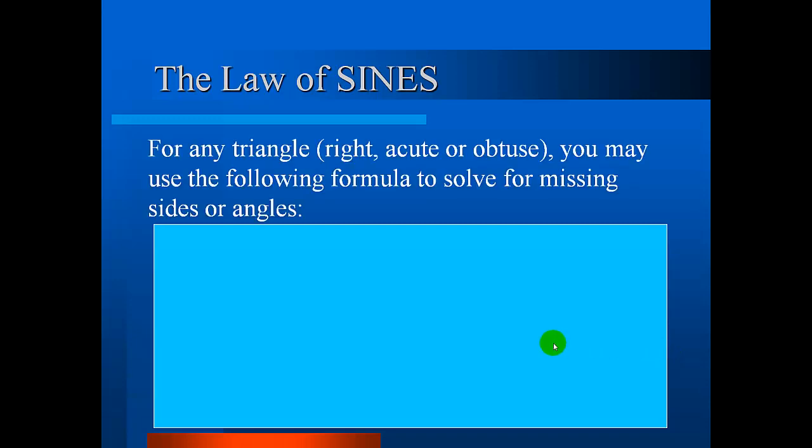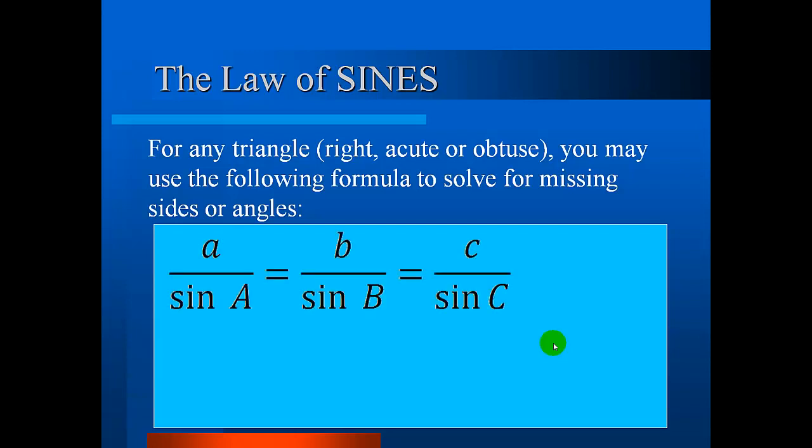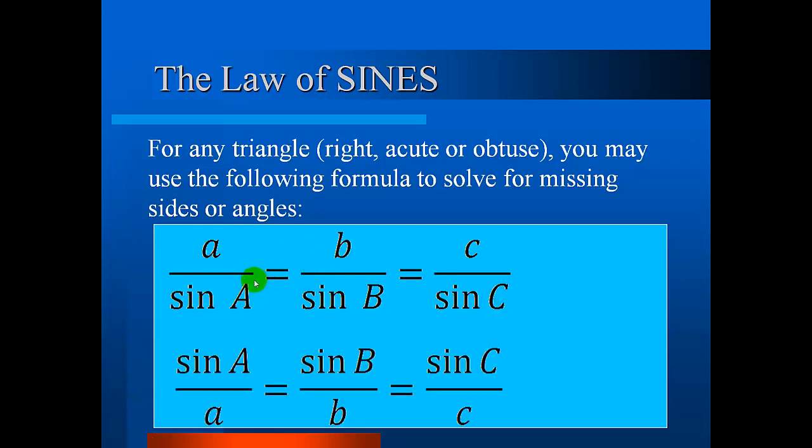We use the law of sines for any kind of triangle, and a triangle can be not just a physical triangle, but a triangle of forces, of vectors, and many other things. The law of sines states that the ratio of the side to the sine of the angle opposite that side is equal on all three parts of the triangle. You can put the lengths on top and the sines on the bottom, or you can use the reciprocal of that because they're both true.